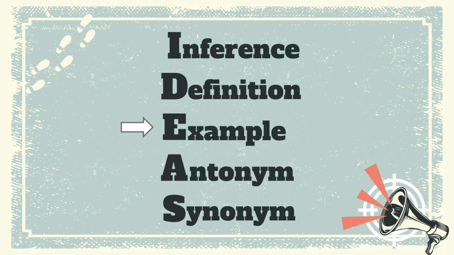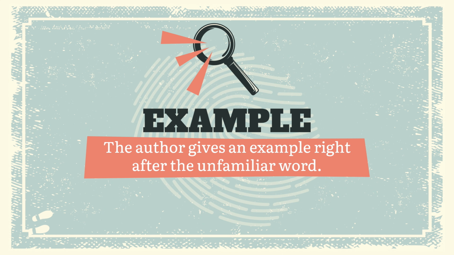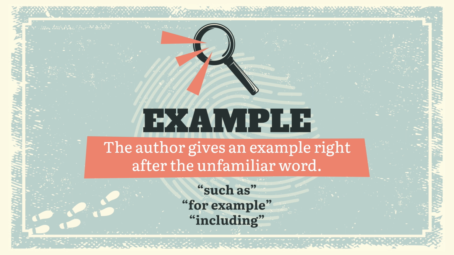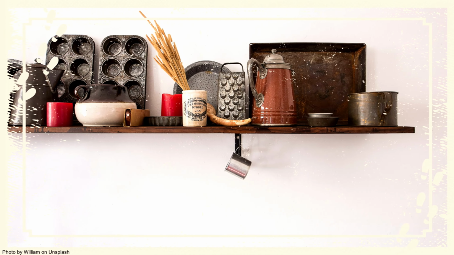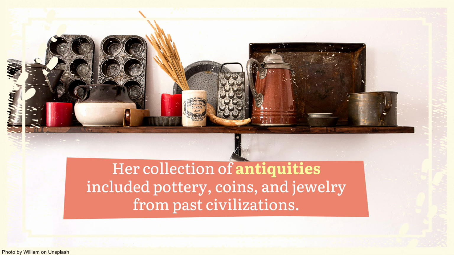Things are heating up here. Let's talk about example clues. Authors sometimes give examples to explain the unfamiliar. Look for phrases like such as, for example, and including. "Her collection of antiquities included pottery, coins, and jewelry from past civilizations." Pottery, coins, and jewelry are examples of antiquities, providing a clue to the term's meaning.